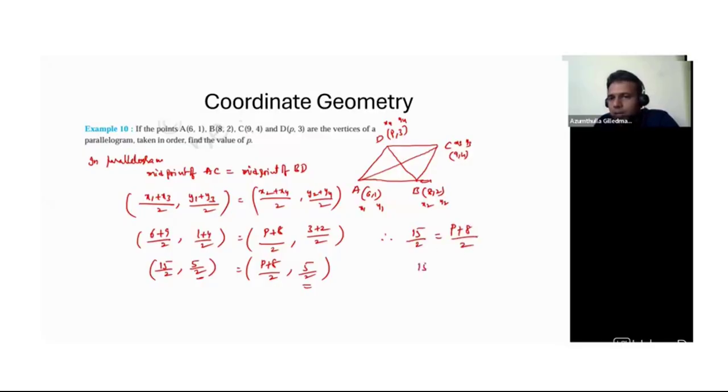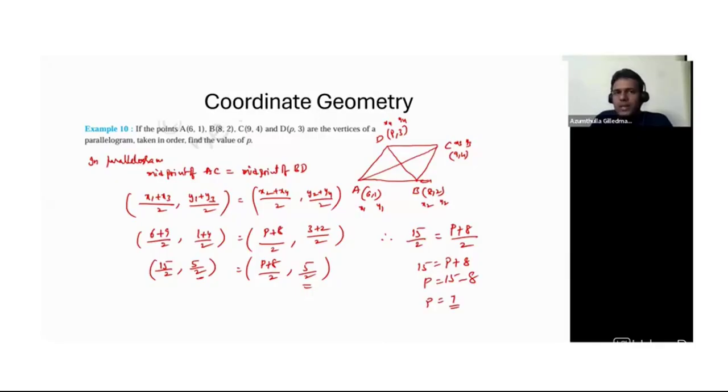So if I equate, then 15 is p plus 8. 2 I can cut it. And then p becomes 15 minus 8. So what is p? 15 minus 8 means 7. So if you substitute 7, 7 plus 8 is 15 by 2, right? So these type of problems can be asked.